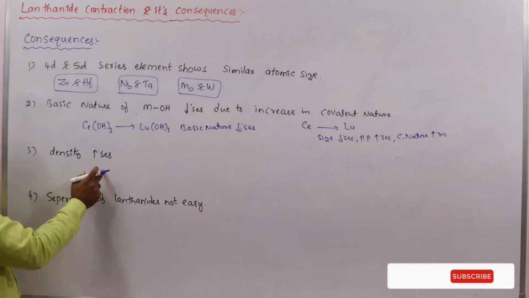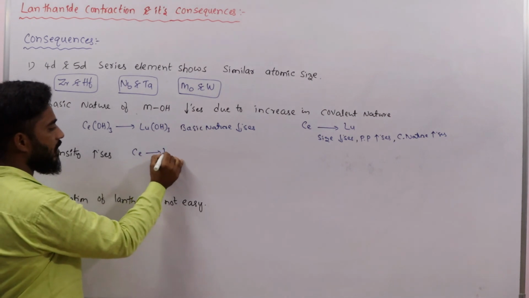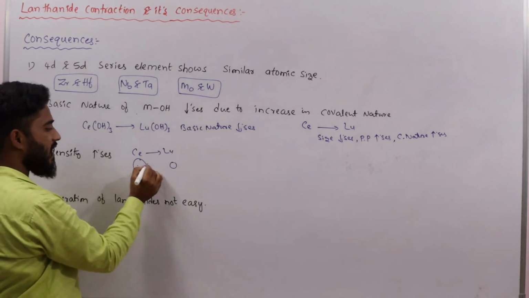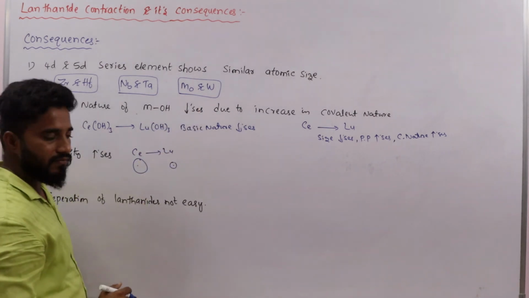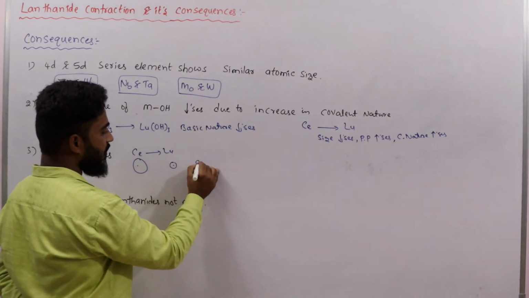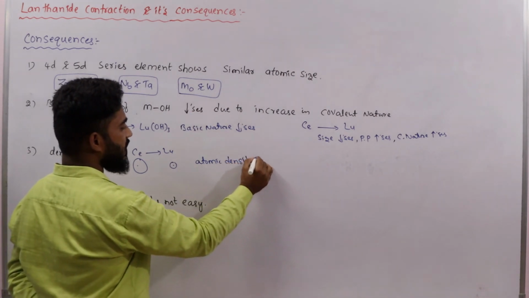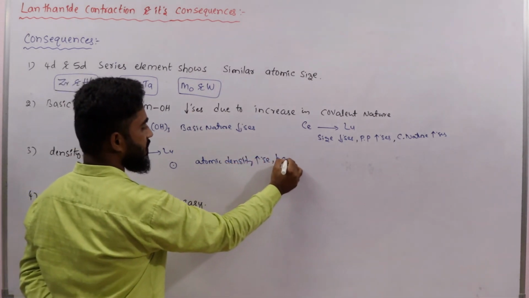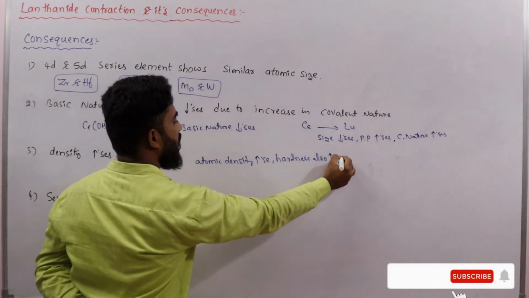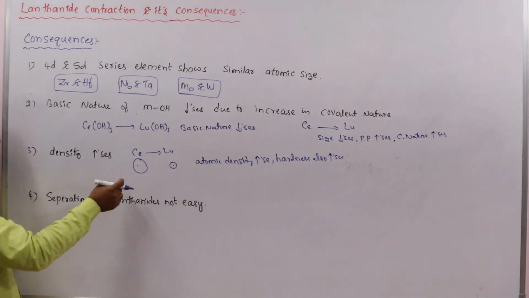Then density increases. Why does density increase here? Because from cerium to lutetium, the size of the atom decreases. When the size of the atom decreases, atomic density increases. When the atomic density increases, hardness also increases. So why is atomic density increasing here? Because of the size.